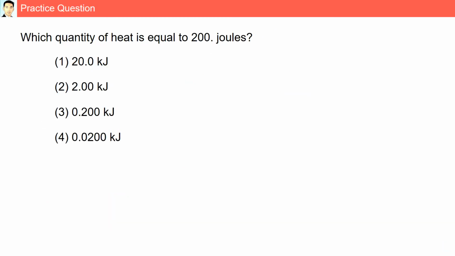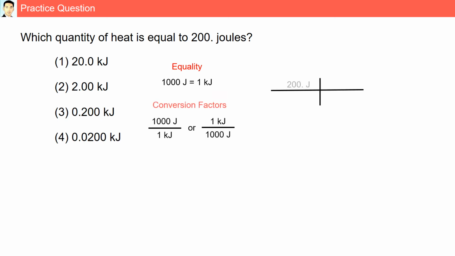Practice question. Which quantity of heat is equal to 200 joules? Here, we have the same equality, 1000 joules is equal to 1 kilojoule. We have two conversion factors. Substituting what is given and using a conversion factor to cancel joules, we have our final answer as 0.200 kilojoules.